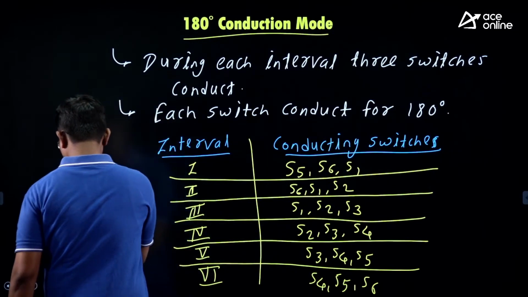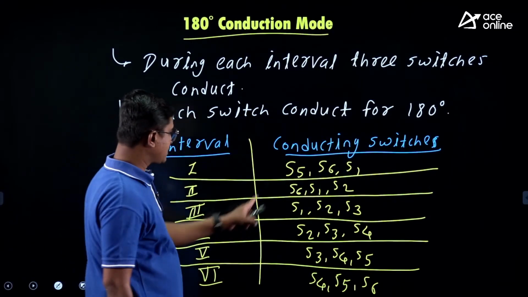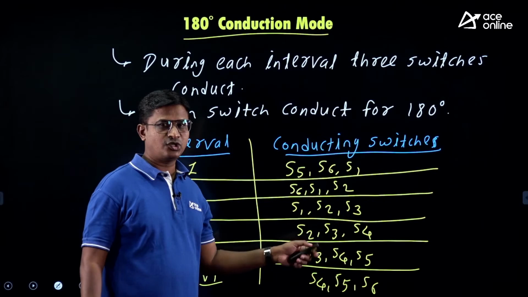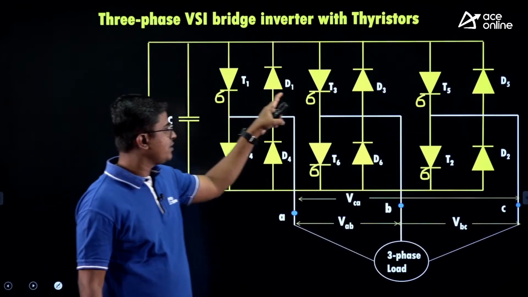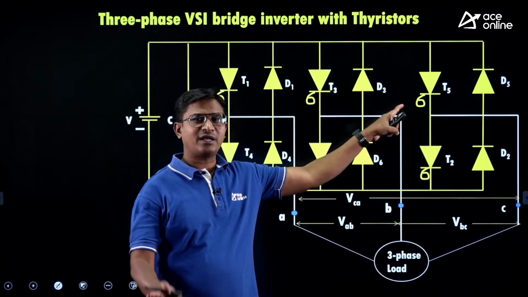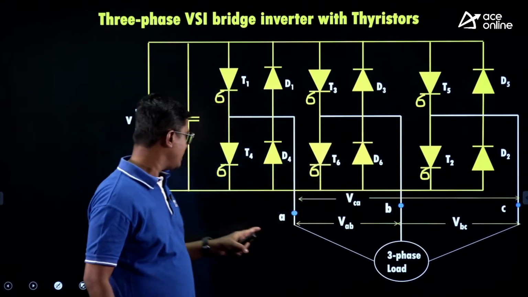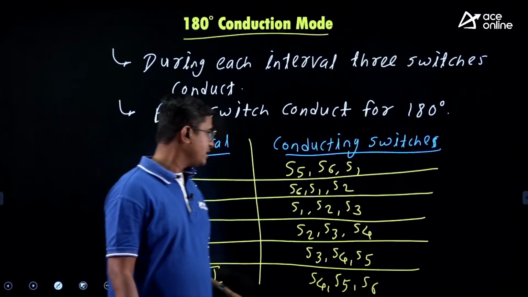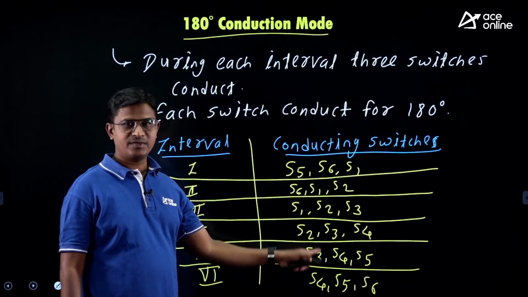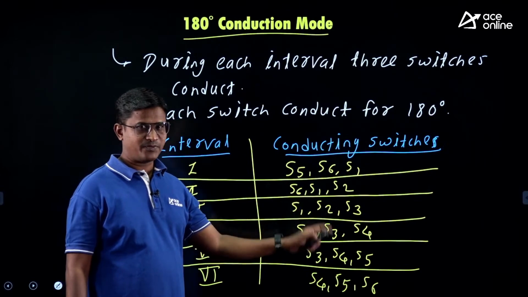Now check here, this conduction sequence is true only when your switch numbers are like this: T1, T3, T5, or you can write S1, S3, S5, and then S4, S6 and S2. For this numbering, this conduction sequence is valid, okay, right?